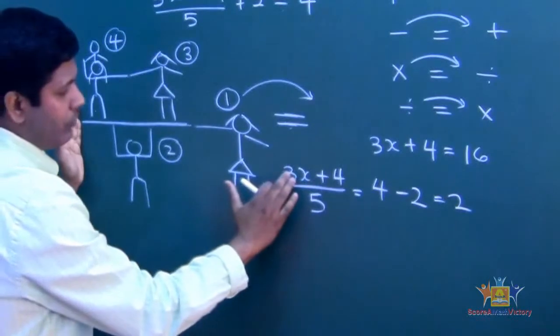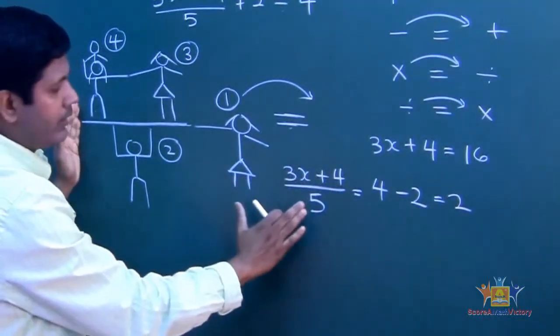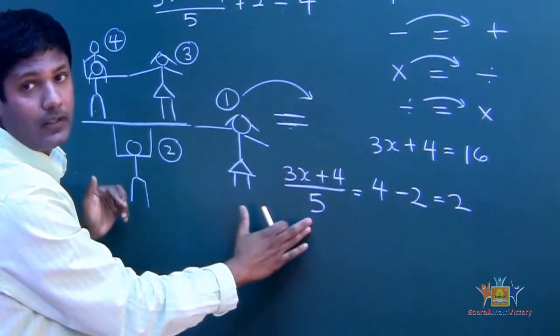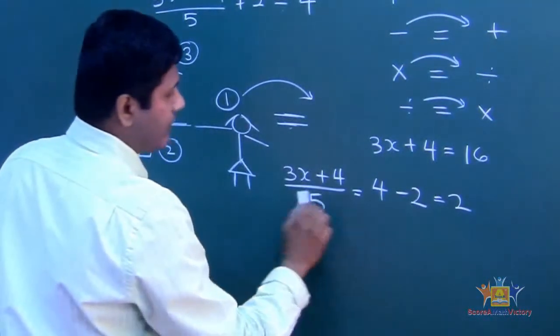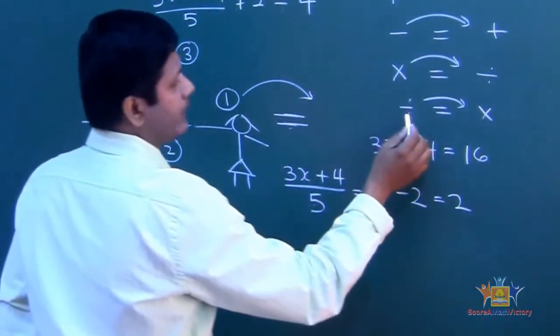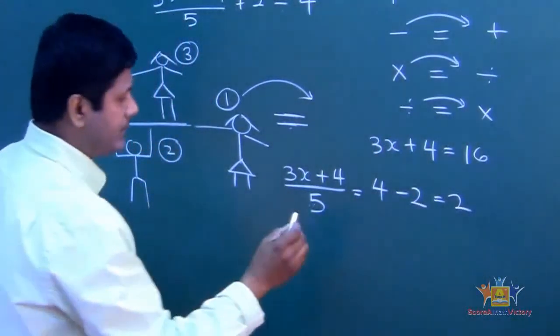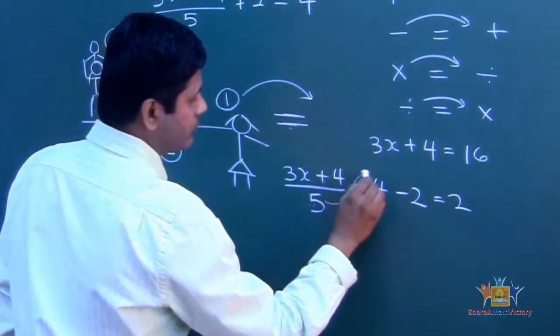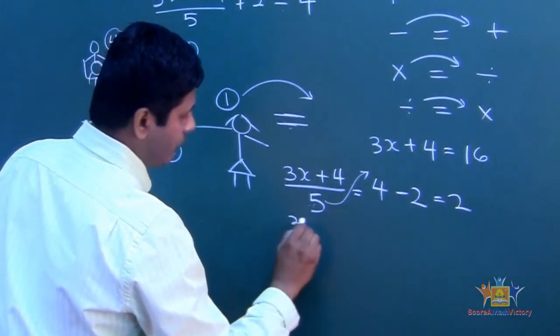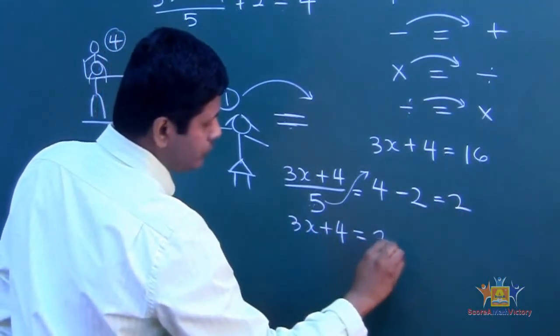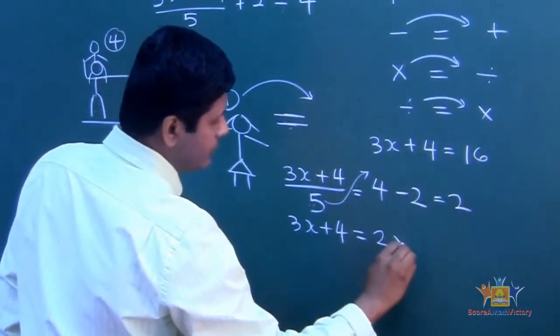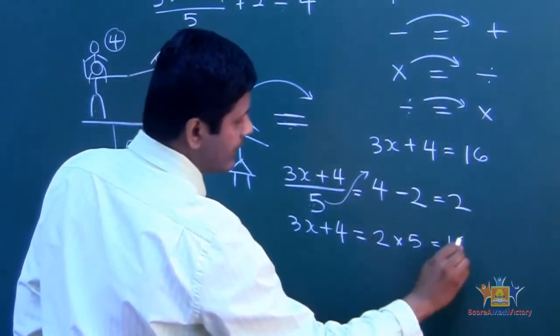I don't want to move 3 or 4, but 5 has to go next. That means your dad. So what is 5 doing? It's dividing. Division crossing the bridge becomes multiplication. So I'm going to move 5 across. That becomes 3x plus 4 equals 2 times 5, which is 10.